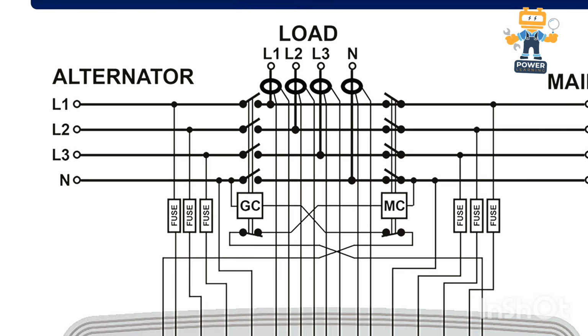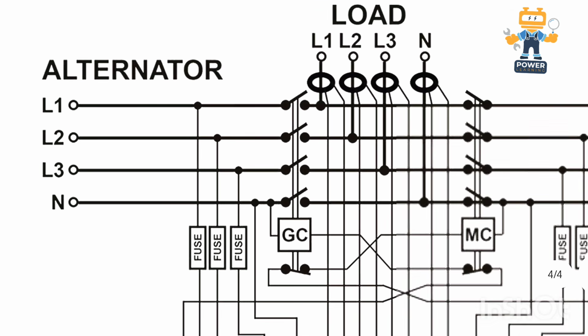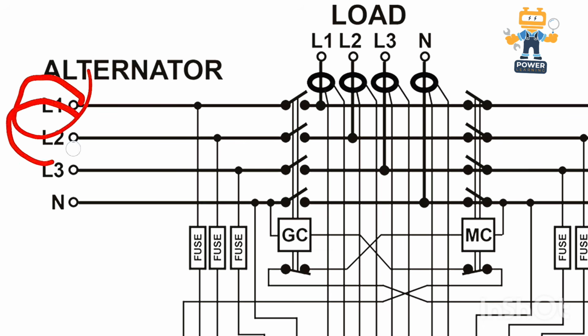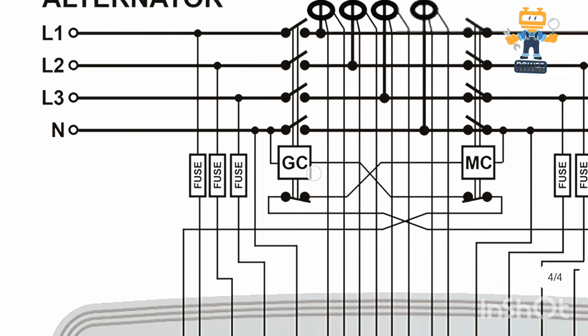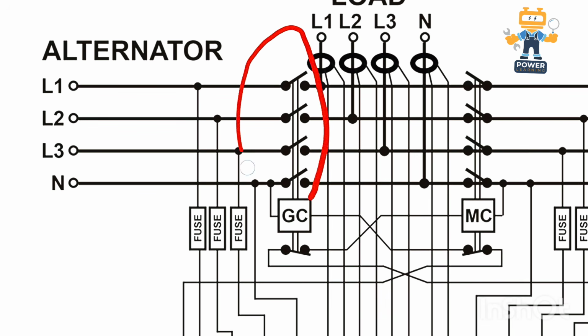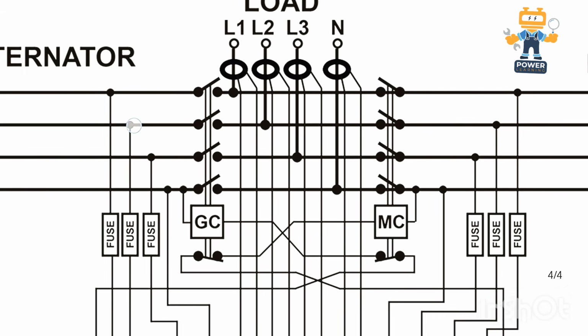So normally in industrial, we have three-phase alternator, three-phase four-wire alternators. So as you see here, three-phase means line 1, line 2, line 3 and neutral. So these three lines are going to the main breaker. Where is the main breaker? This is the main breaker of the generator here. So it comes from the alternator and is connected on the main generator breaker.